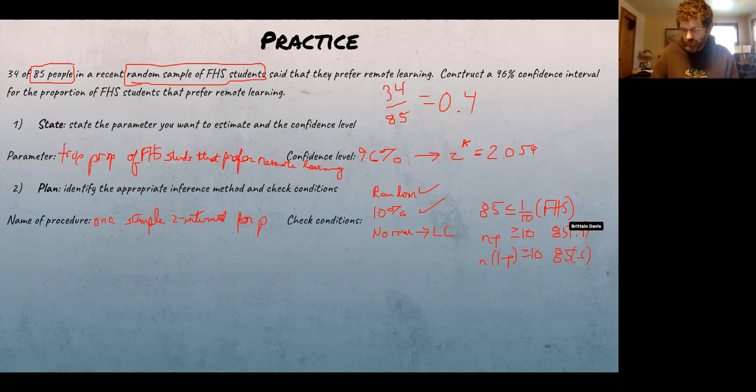So when we do both of those, of course, 85 times 0.4 is what we started with. It's 34. 85 times 0.6 is 51. You can do that math real quick on your own just to verify it, but we meet the large counts condition. So we've met all three conditions. We can proceed.